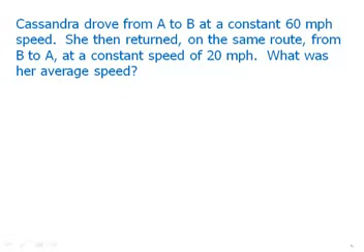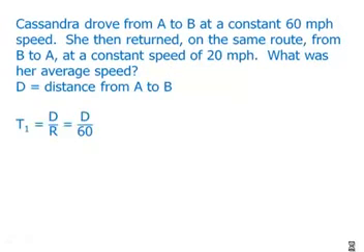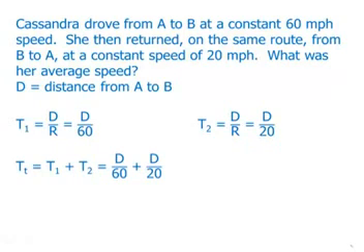Okay, so this is tricky. One approach is to just call the distance a variable. D equals the distance from A to B. So the first leg, the time, would be d over r, that's d over 60. For the second leg, the time, again, is d over r, that's d over 20. Those are the two times. The total time is the sum of those two times.